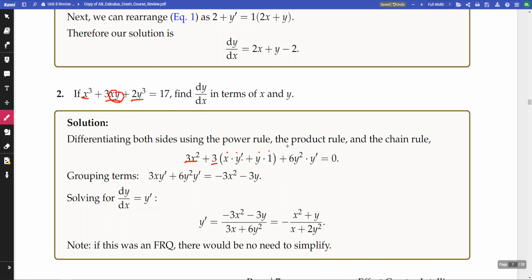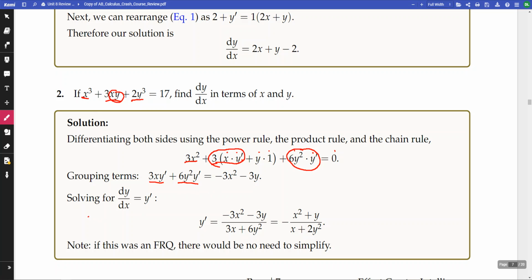Then we have the derivative of 2y cubed, which would be 6y squared using the power rule. And then the chain rule being applied, the derivative of y is y prime, and the derivative of 17 is 0. Right? So if we group our terms, here is a term that has y prime, and then here is another term that has y prime. So I've got 3x y prime plus 6y squared y prime. And I can take my other terms and move them to the other side of my equation, negative 3x squared minus 3y. So solving for y prime, I could factor out.